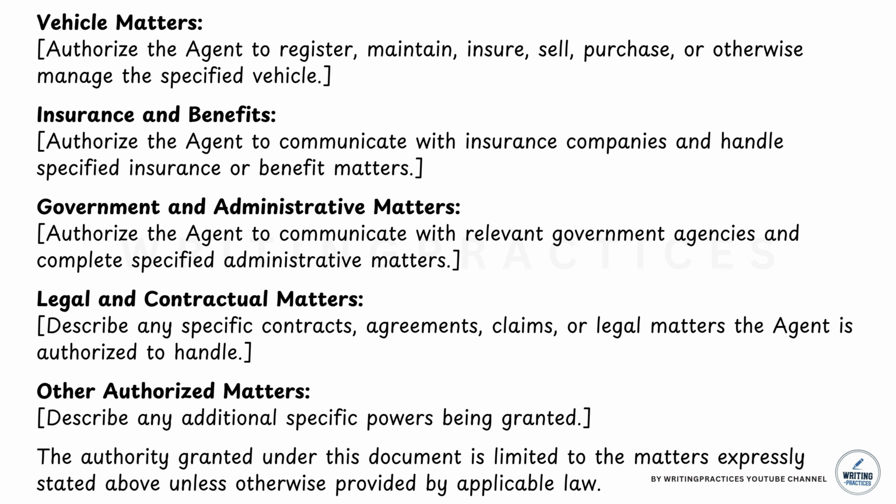For insurance and benefits, explain what communications or administrative actions the agent is authorized to perform. For government matters, identify the type of administrative business the agent can handle. For legal and contractual matters, be especially specific because these powers can have significant consequences. Finally, include any additional authorized matters that are actually necessary. The final sentence is also extremely important.